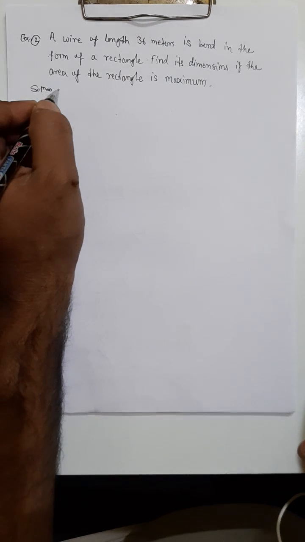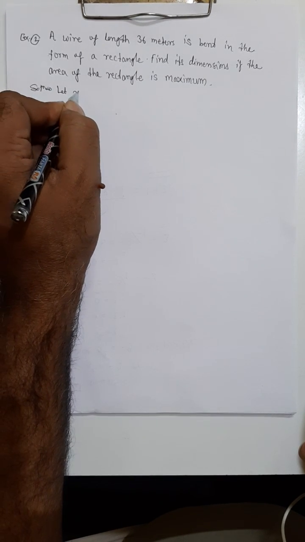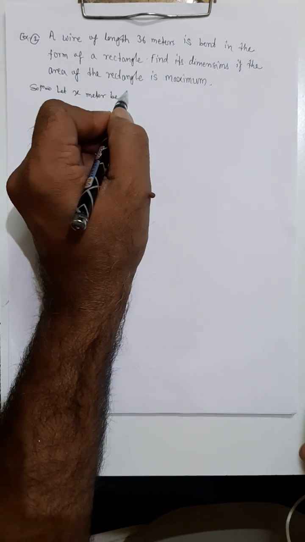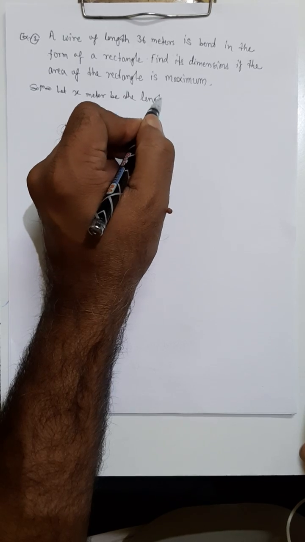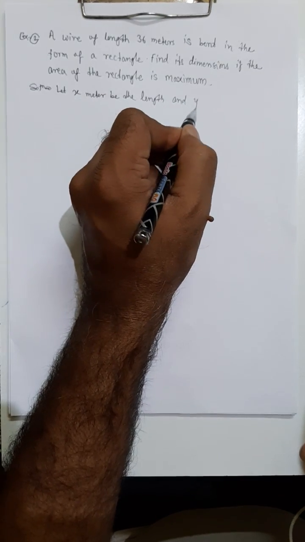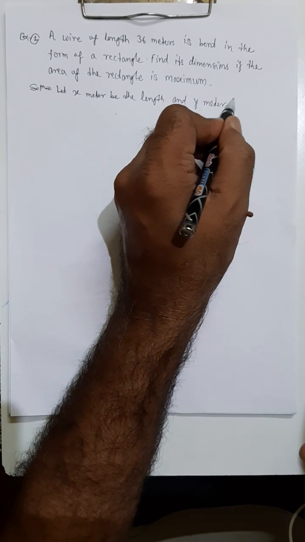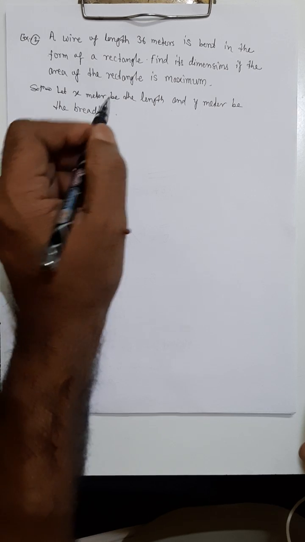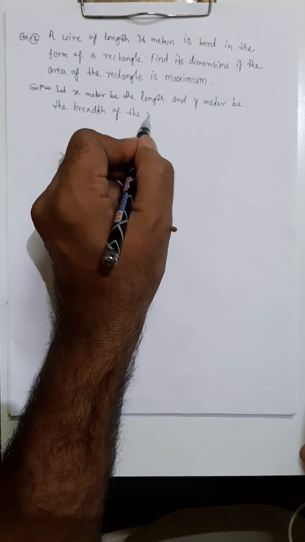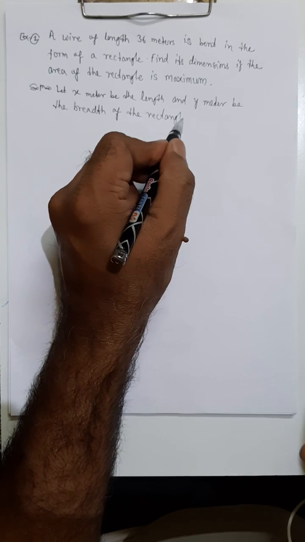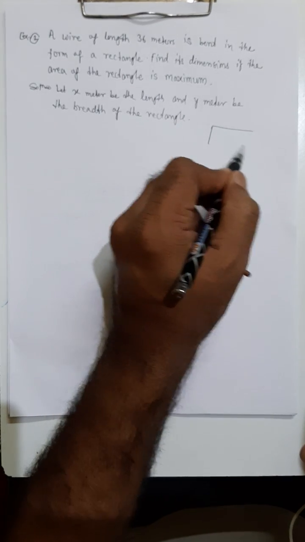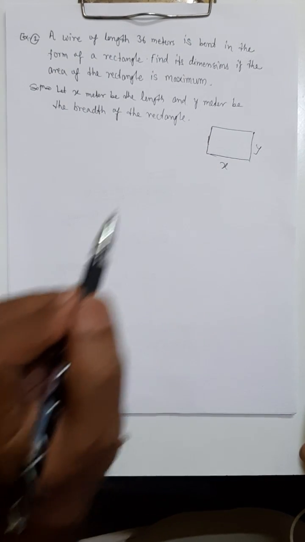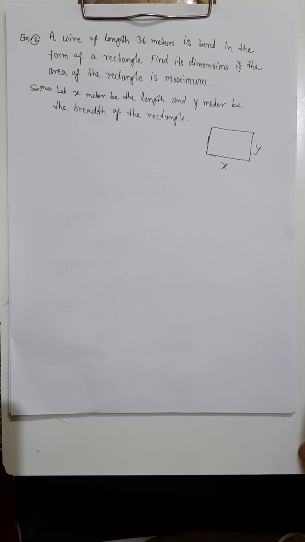So, let x meter be the length and y meter be the breadth of the rectangle. Suppose a rectangle of this type. So we have to find x and y here. We have to show the area is maximum.